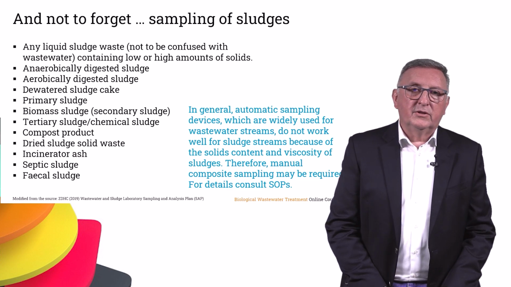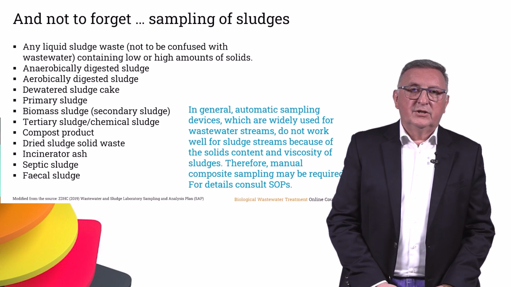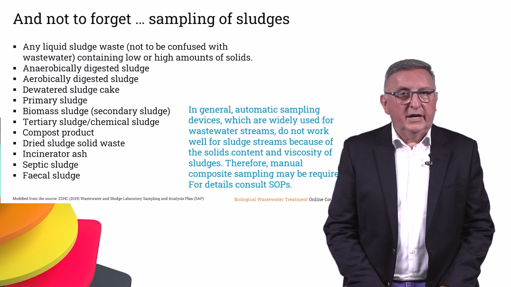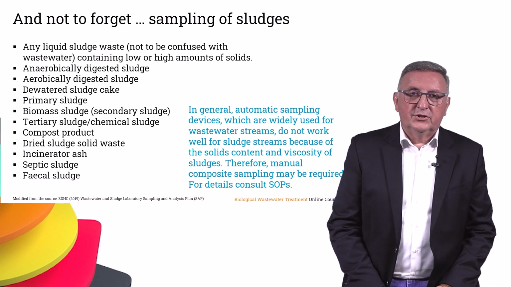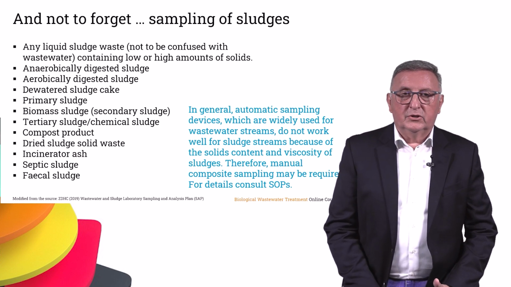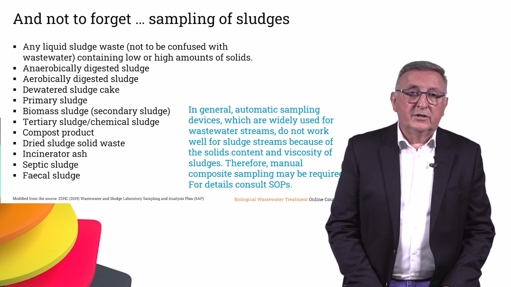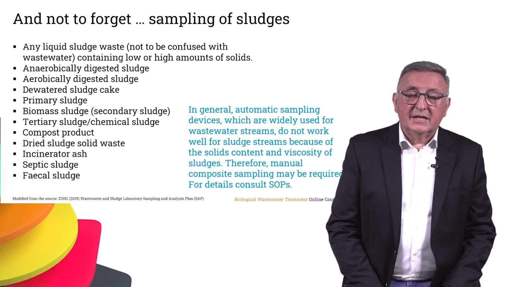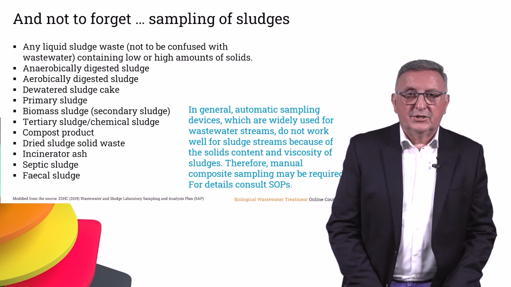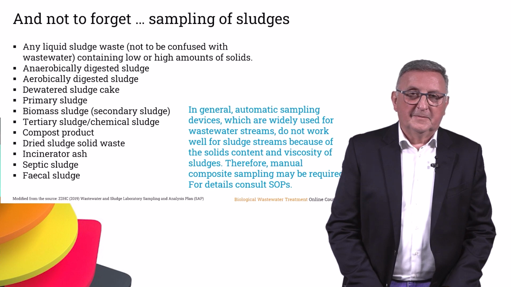We're talking about anaerobically digested sludge, aerobically digested sludge, dewatered sludge cake, primary sludge, biomass sludge, which is mostly secondary sludge, tertiary sludge or chemical sludge, compost products, dried sludge solid waste, incinerator ash, septic sludge, and fecal sludge.